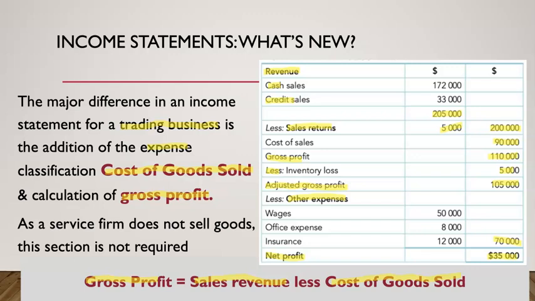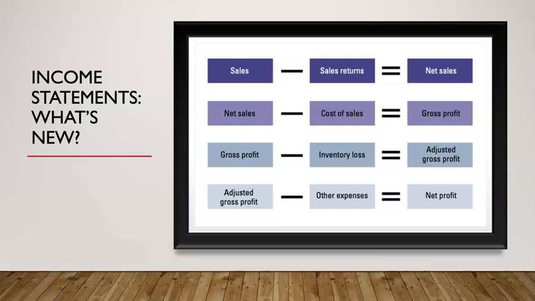So we're still identifying revenue and expenses, but we're now going to have to think about what subheading it goes into. So this is really the flow chart that I want you to think of. Can I identify my sales? And were there any sales returns? Because then I will get my net sales.